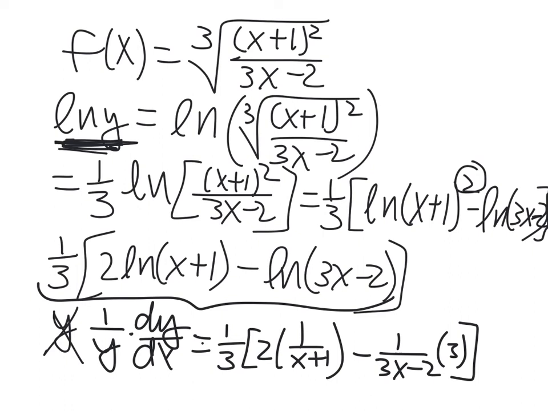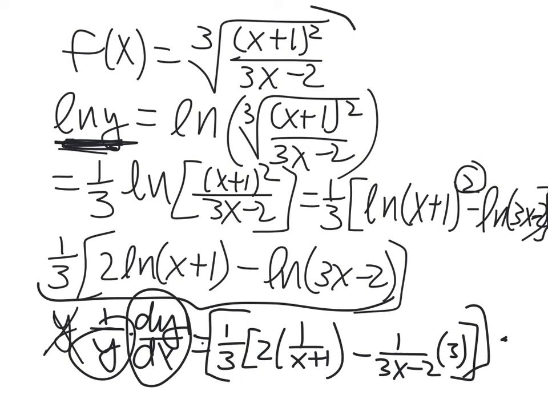And now at this point we're not quite done. Remember, it's the 1 over y times dy by dx. So dy by dx will be, you've got to take all of this times the y, the original y, which is that cube root. Since we're running out of space there, I'll stop there. I think you can follow that.